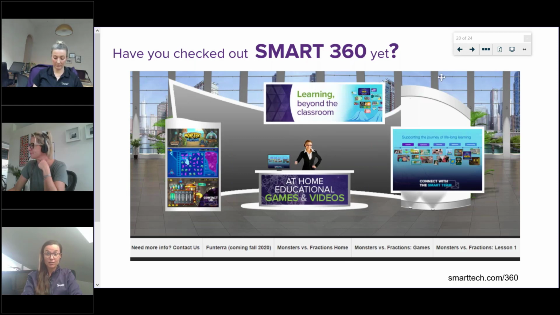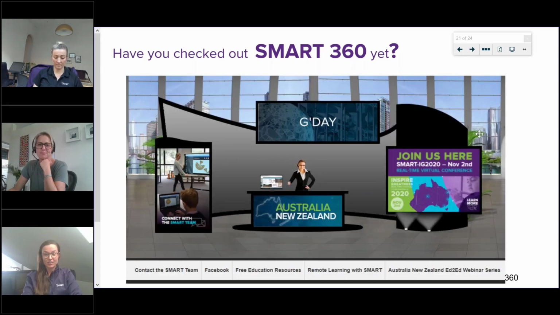That's just a snapshot of one of the booths there. And then you can also go in and say g'day in the Australia-New Zealand booth, and it also has all of our content lined up on the bottom there. That's our main menu, and then that pops out for more resources.